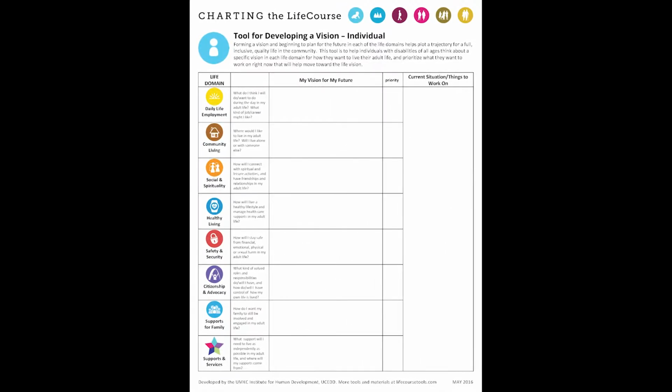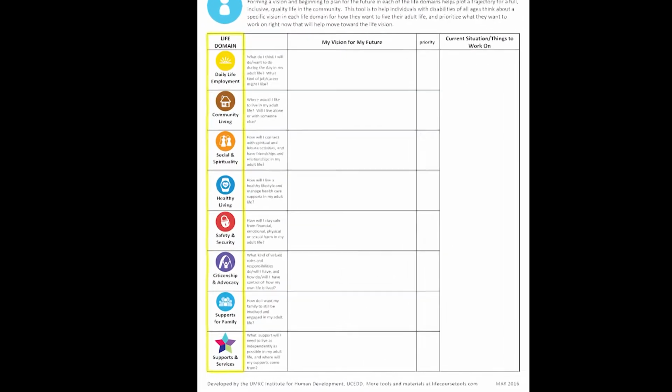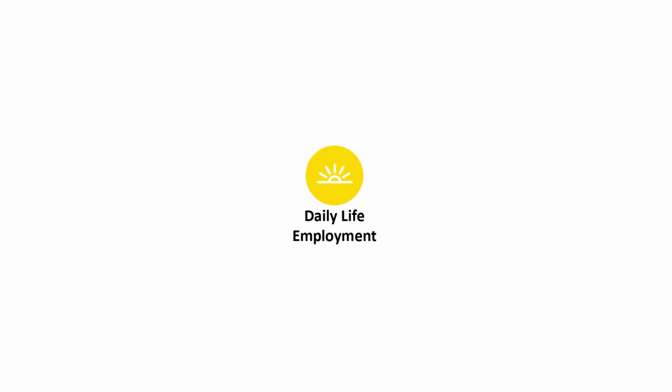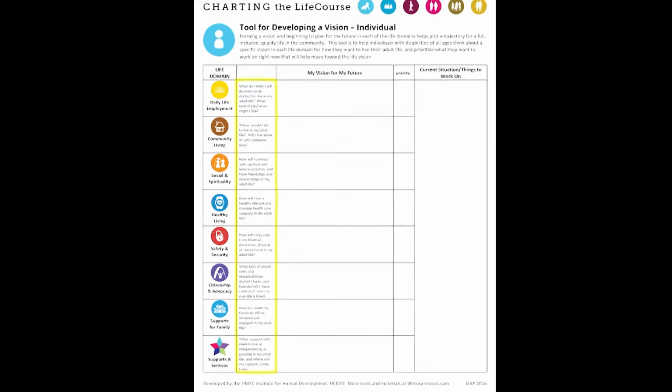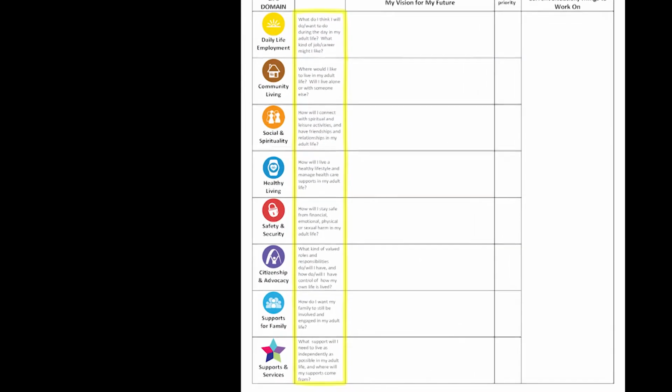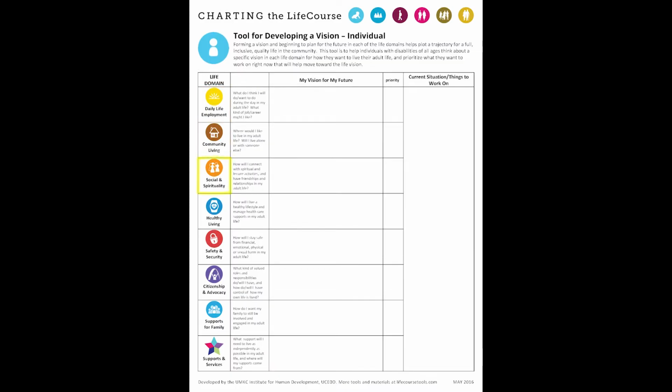On the left-hand side of the tool, you will see a column with 8 life domains representing day-to-day experiences, including daily life and employment, community living, social and spirituality, healthy living, safety and security, citizenship and advocacy, supports for family, and finally, supports and services. In the adjacent column, there are specific examples that correspond to each of the 8 life domains. Each life domain is meant to spark a conversation about what is important to the individual with a disability versus what is important for the individual in order for her to achieve her life's vision.